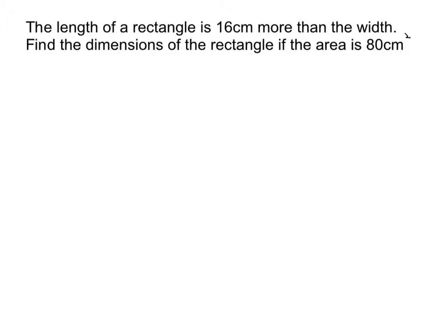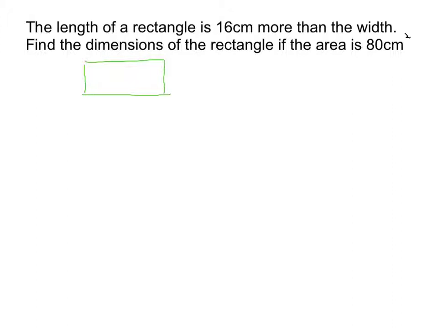The length of a rectangle is 16 centimetres more than the width. Find the dimensions of the rectangle if the area is to be 80 centimetres squared. Now, always good to draw a diagram to represent this. So I'll draw myself a little rectangle here. The length of the rectangle is 16 centimetres more than the width.